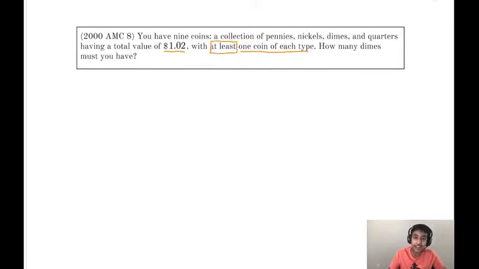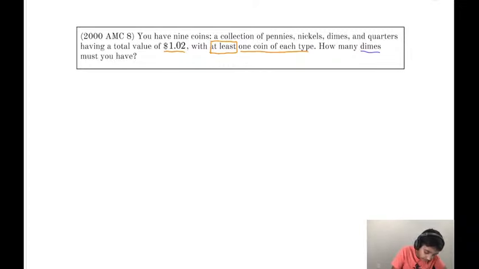This is a very important condition, and it's happened many times to many people, including me, that we forget to include this condition at the end. So make sure to always pay attention to the wording of the problem. Sometimes it'll say at least 1, or else, otherwise make sure to be careful about these kinds of things. And we have to find how many dimes you must have.